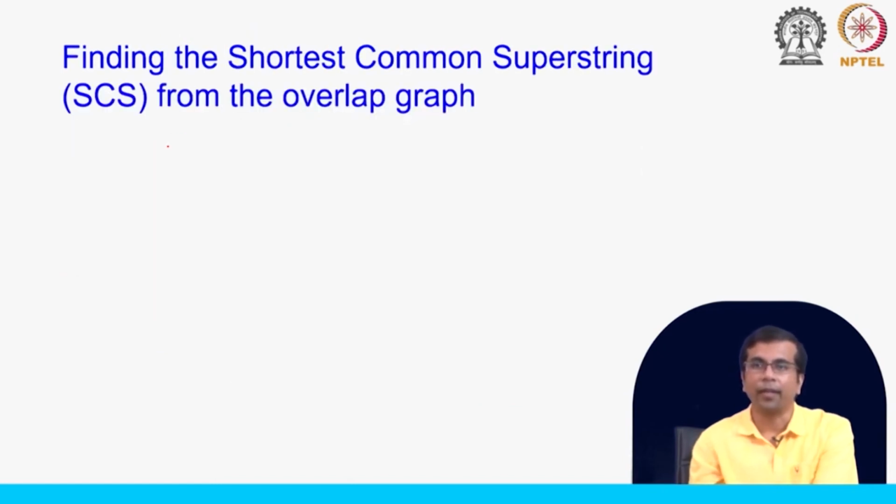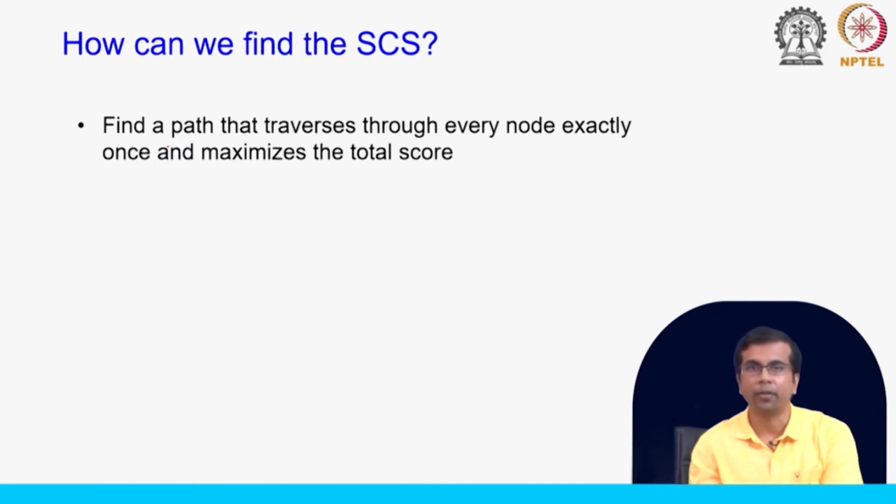Now, the idea in the shortest common superstring approach is that we can derive the reference sequence from this overlap graph. What do we have to do if we want to do that? How can we find the shortest common superstring? The idea is to find a path that traverses through every node in this graph exactly once and maximizes the total score.